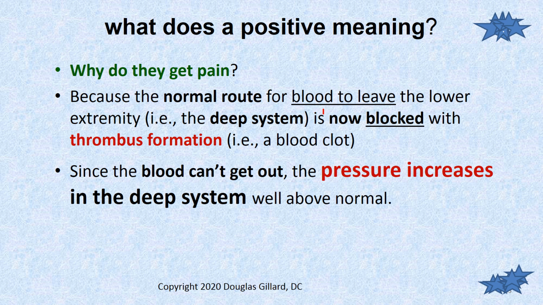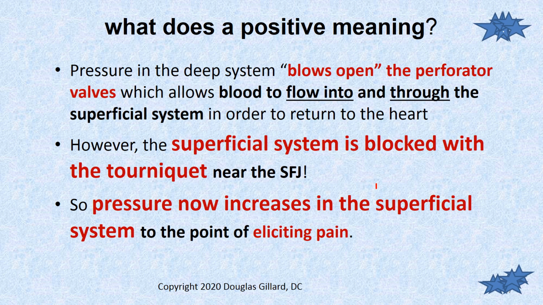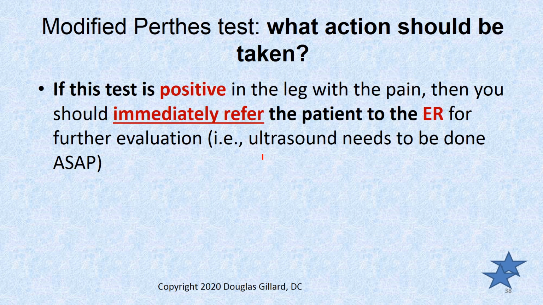Why do we get the pain? Because everything I said. The blood's rerouted and it increases pressure and it hurts. That's why it's positive. Already said that. We already talked about that system. I don't need to talk about that. What does a positive mean? Well, everything I said. If it can't get out the deep system, it blows the valves. The one-way valves of the perforator system are blown open. Right? That's how it tries to go out through the superficial system, but you block that, so it can't do that as well. What action should you take? Guess what? Refer to the emergency department.